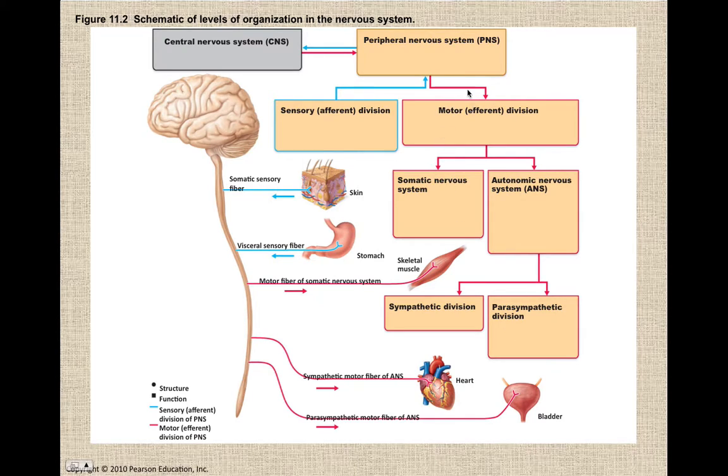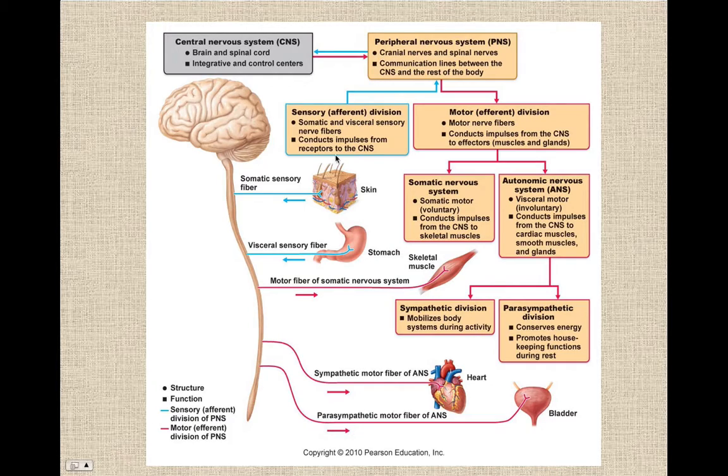So all of these in the motor division are going to be signals that come from the central nervous system out. And so we're going to spend the next few lectures discussing what all of that means, but get very familiar with those divisions and understand what is coming where. Okay, so here is an even more in-depth look at those systems.